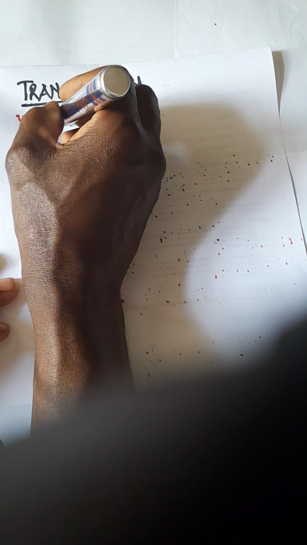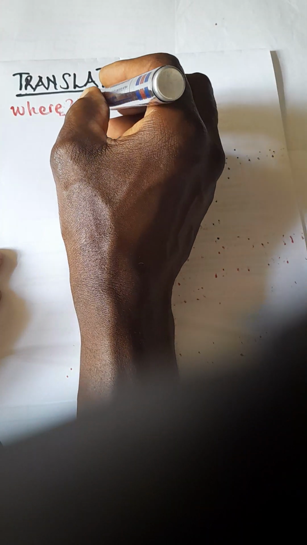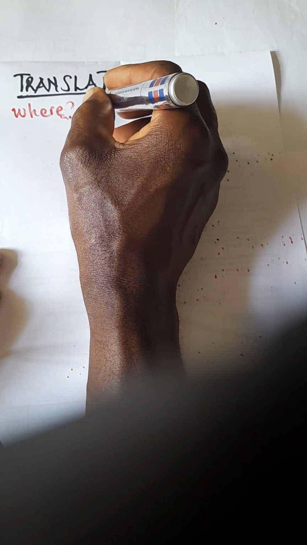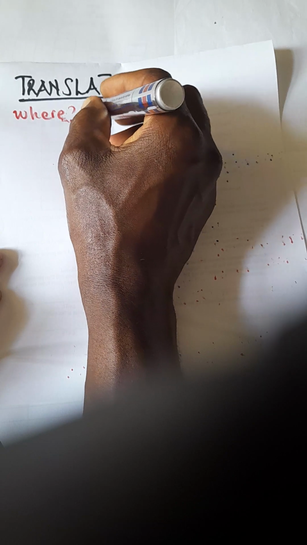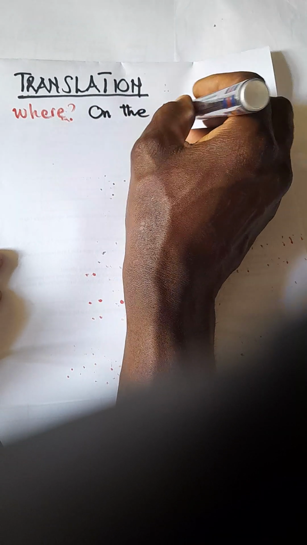Now, where does translation take place? So we're going to answer where and what. Where does this process take place? The place of translation is the cytoplasm, on the ribosome. So it occurs on the ribosome.